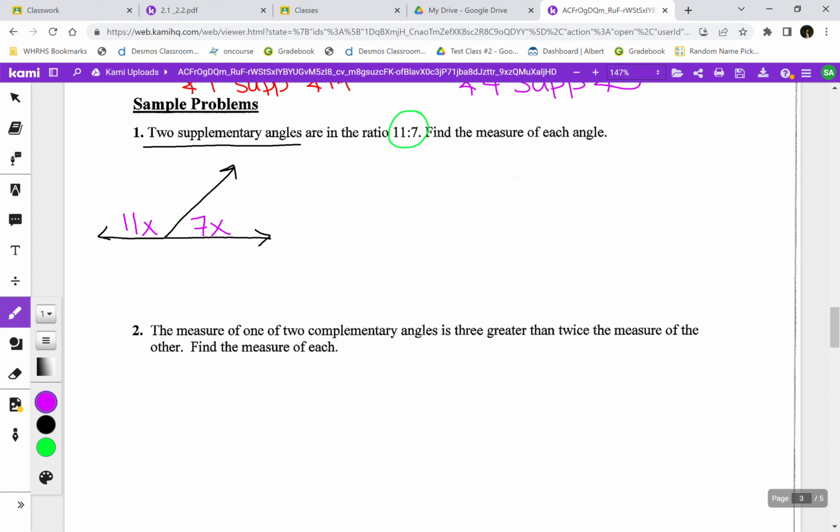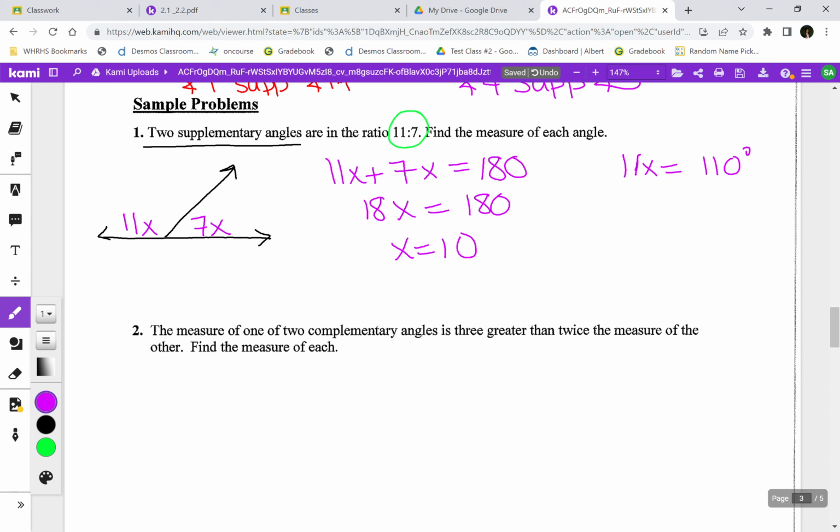Yeah, what's the equation? Mariana? 11x plus 7x. Good. 11x plus 7x equals that whole straight angle, which is 180. So now we have 18x equals 180, so x will equal 10. It says find the measure of each angle. So the 11x will be 110 degrees, and the 7x will be 70 degrees.